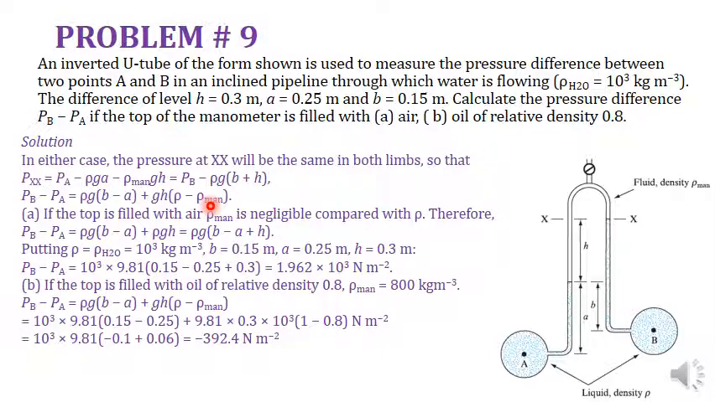But if the manometric fluid in the second case, case B, is oil of relative density 0.8, then you need to multiply the density of the water with the relative density 0.8, and then use this equation. The same equation can be used, but with rho manometric, you get the density of the manometric fluid by multiplying by 0.8, and then you will get the answer. That will be minus 392.4 Newton per meter square.